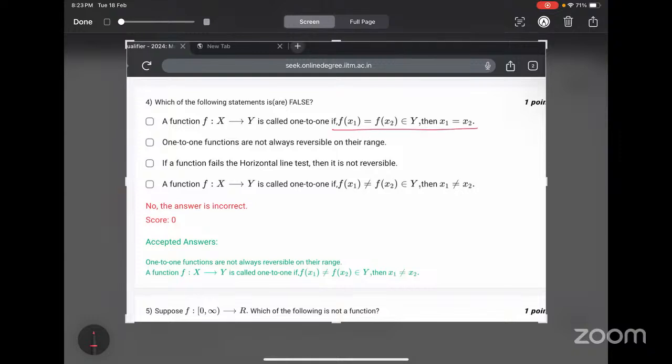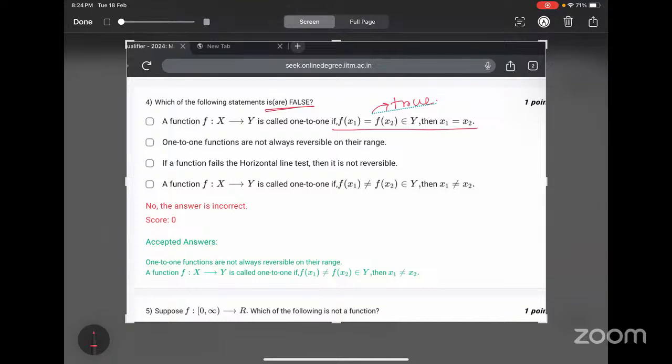But the accepted answer is not given, we want the false one, right? So this is not an answer because this is true. The second option is: one-to-one functions are not always reversible on their range.